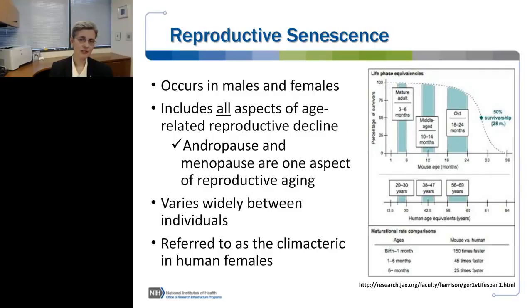Reproductive senescence is another important aspect to consider. This phenomenon occurs in both males and females and includes all aspects of age-related reproductive decline. Andropause and menopause are just one aspect of reproductive aging. I know many people use andropause, menopause, and reproductive senescence interchangeably, but really andropause and menopause are just one aspect of reproductive senescence. And this can vary quite widely between individuals, and it's referred to as the climacteric in human females.